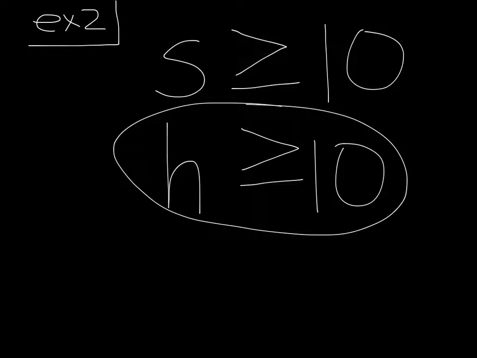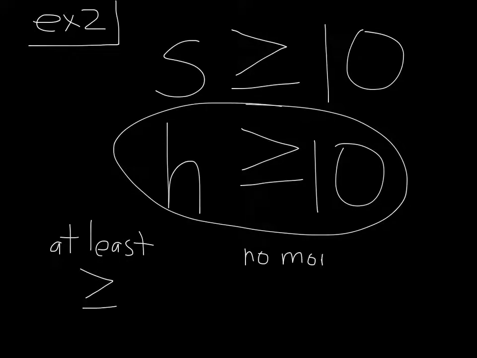So that's an important one to know. At least means greater than or equal to. So don't let that trick you. And then no more than means less than or equal to. So make sure you know both of those. Let's go to example 3.